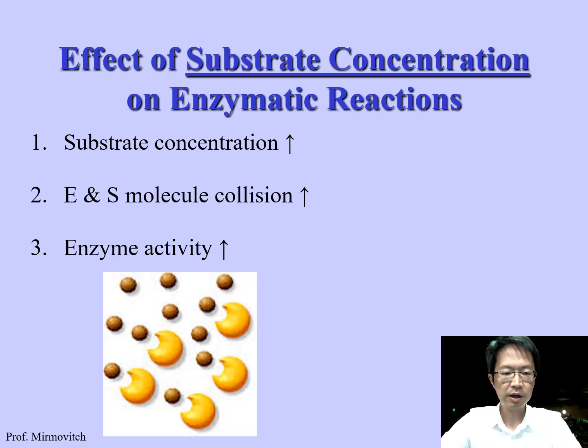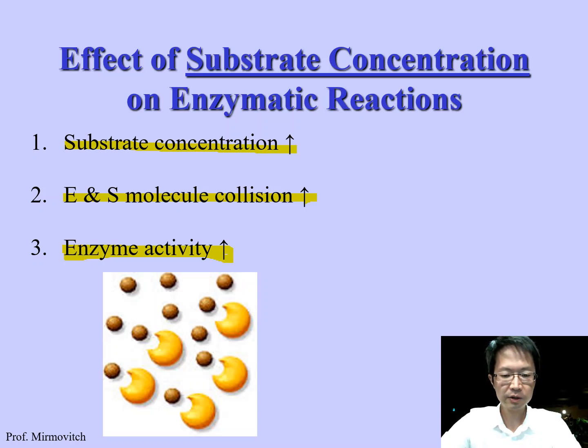So here are the steps. Substrate concentration continues to increase. Then the enzyme substrate collision increases. That means their chances of meeting each other, or the chances of substrate binding to the enzyme, continue to increase. And then the enzyme activity will also increase. Until when? Until all enzymes are occupied by the substrate, then they reach the maximum rate.